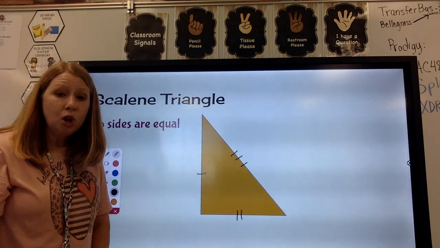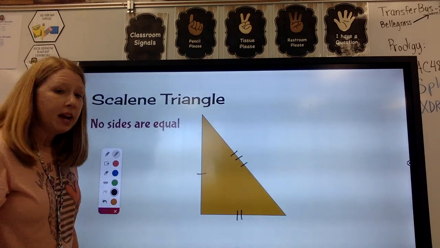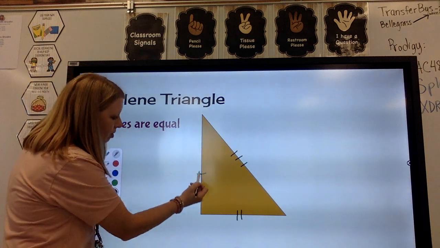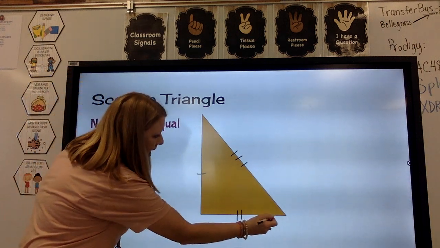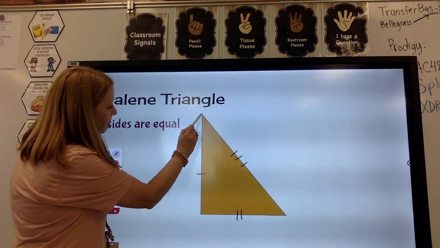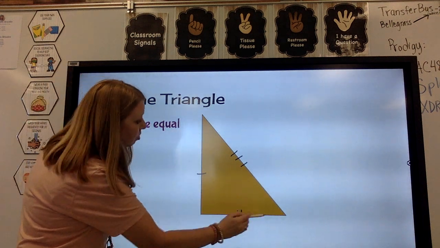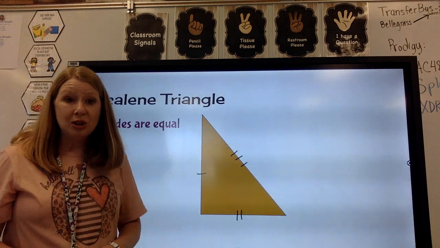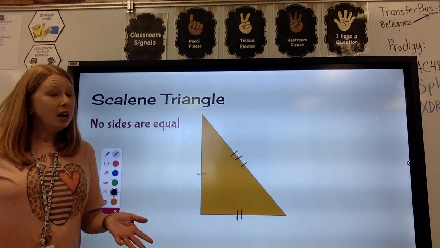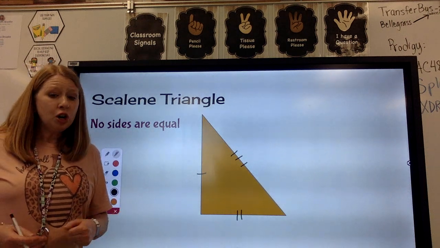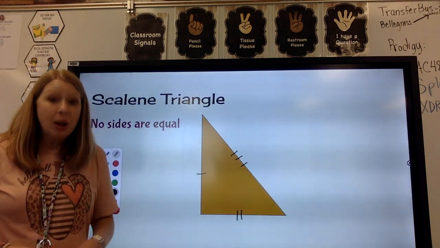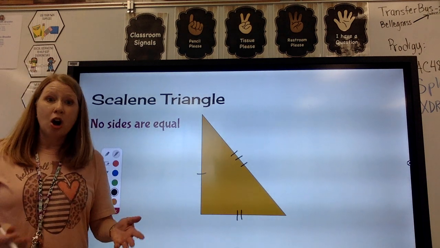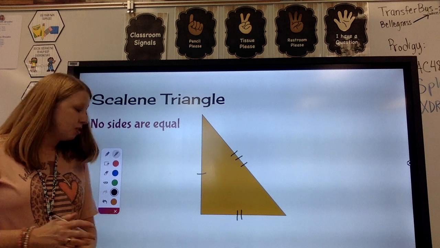I can also look at this triangle and tell that all of those sides are not equal. I can see I have a long side right here, a short side, and then from the top to the bottom, that diagonal line is actually longer than either of these other two lines. And if you don't know for sure, you can always get a ruler out and measure to see if the sides are equal, or if they are different lengths.